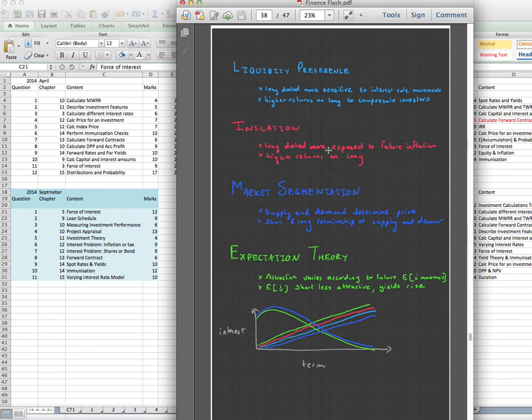The inflation preference one is actually not in CT1. That's from CA1 that I've just included. But just learn the 4 things. I've spelt it in this way so it gives you the acronym LIME so that you can remember them. Liquidity preference: people prefer short-term bonds. Inflation: the longer dated, the more exposed it is. Market segmentation: supply and demand determines the price because people have different liabilities. And expectation theory is, what is the expected movement in the short-term interest rate, because that gives a nice proxy for the long term.